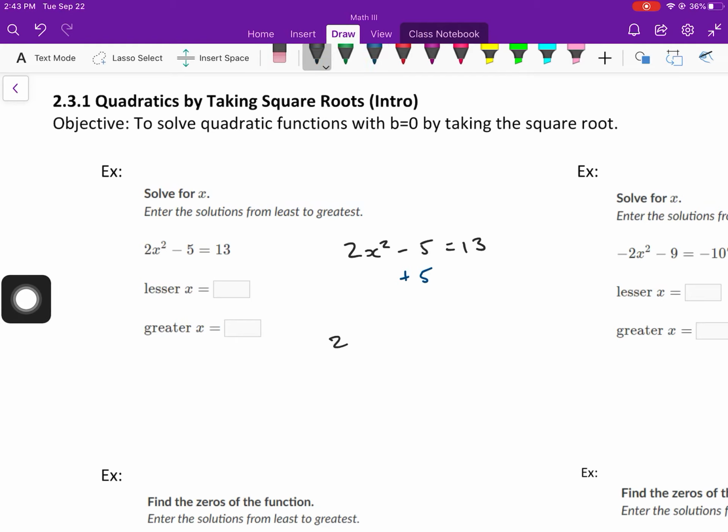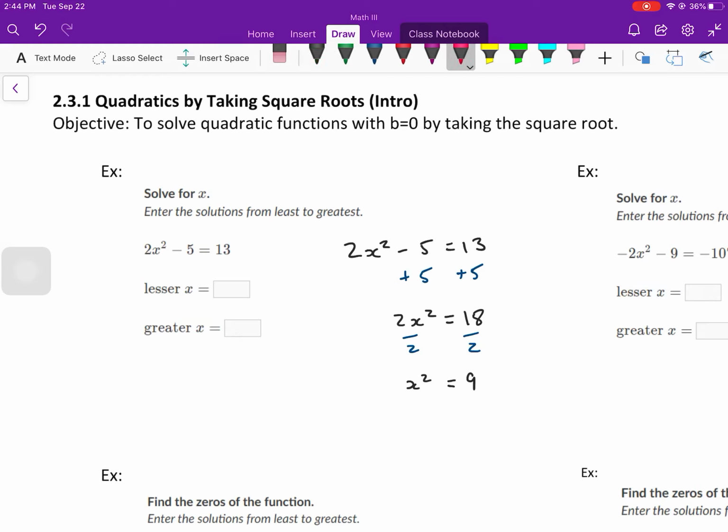Normally, if we had something like 2x squared plus 3x minus 5 equals 13, this method will not work because there would be no way to separate the x's. But since we don't have an x term, I'm just going to move over the 5, and I will get 2x squared equals 18. And then divide by 2, and you can see I can isolate x. And this, like I said, only works because there is no x term.